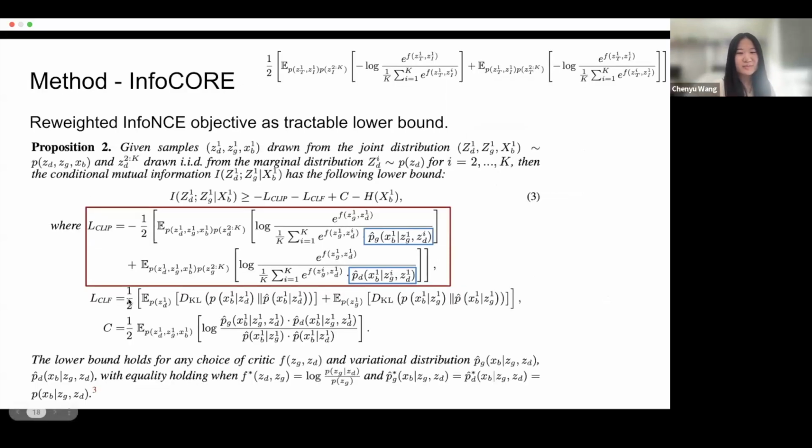And to solve this problem, we propose reweighted influence objective as an alternative tractable lower bound for the conditional mutual information. And here there are several terms in this lower bound. The most important ones are the first two terms. And the first term is shown here.